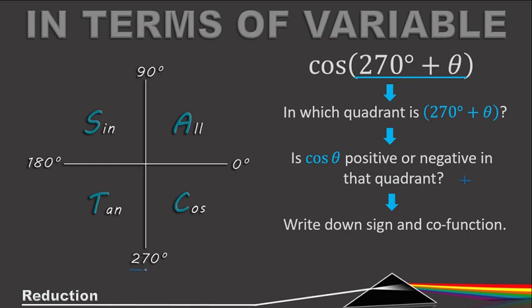And then we write down the sine and the co-function. So this always happens when it's either 270 or 90. You have to write down the co-function. So this is then, we've seen cos is positive in that quadrant, and then this is going to be sine theta, because sine and cos are co-functions.